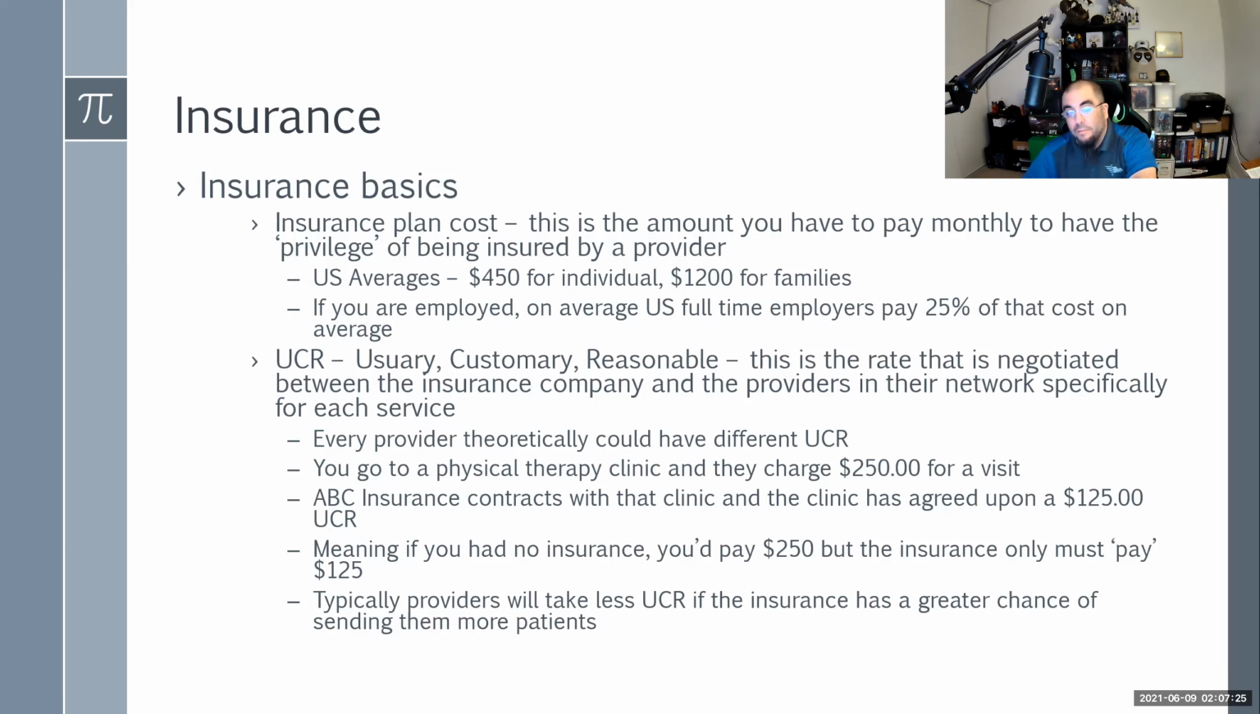The UCR, or the usual, customary, and reasonable, is a rate that is negotiated between the insurance company and the provider for their service. So every provider theoretically could have a different UCR. If you go to physical therapy and they charge $250 a visit, ABC Insurance will contract with that clinic and say, I know you're charging $250, but we're only going to reimburse you $125. If you had no insurance, you'd pay $250, but the insurance is only going to have to pay $125.